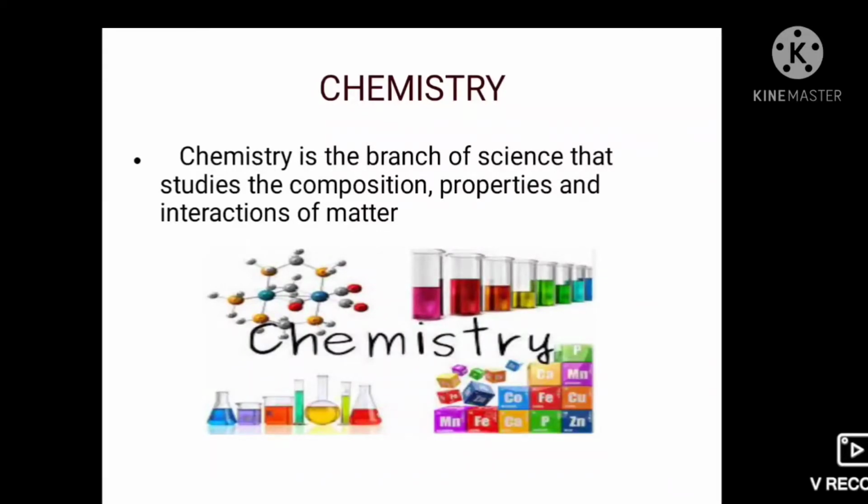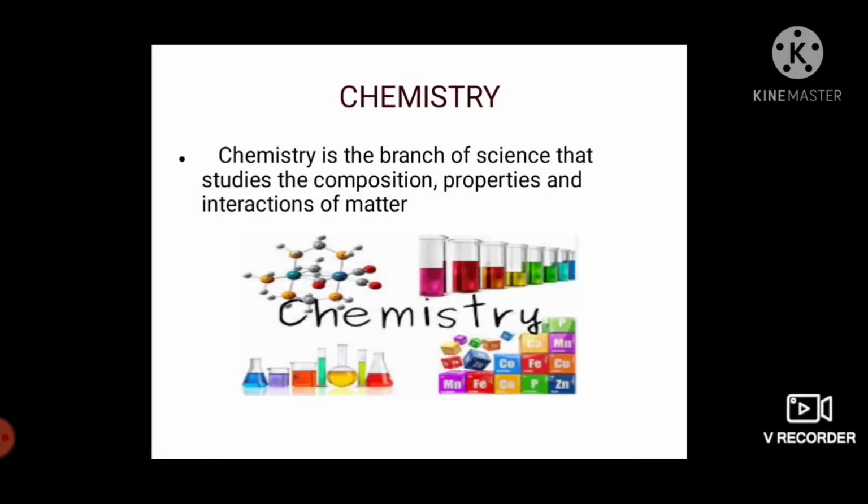All of you might have different opinions about chemistry. Some of you might have said it is the study of atoms or ions, or the study of reaction between two substances to form new products. Everything is correct up to some extent, but actually chemistry is the branch of science that studies the composition, properties and interaction of matter.